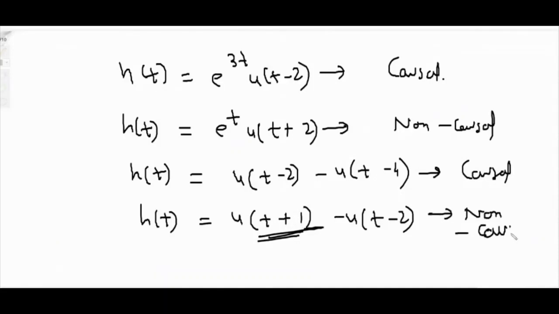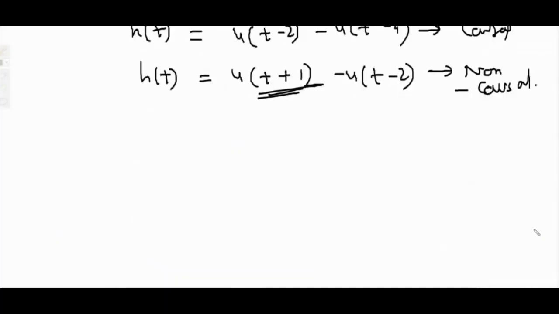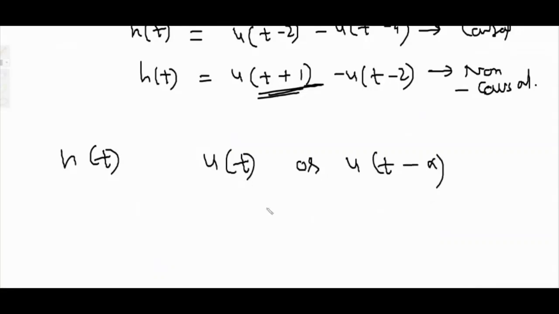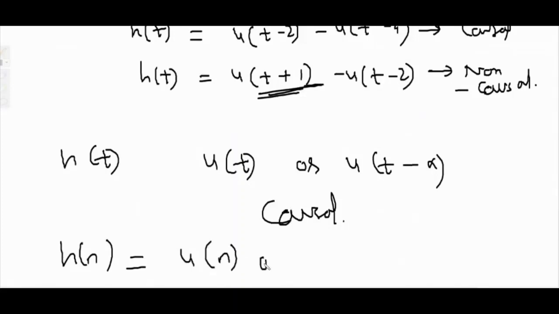Other than u(t) or u(t-alpha), if you see anything, then your answer directly becomes non-causal. Once again, I will repeat. If your h(t) contains u(t) or u(t-alpha), within a second you should give the answer that it is a causal system. Or if h(n) contains u(n) or u(n-alpha), then it is a causal system. Within a second you should give that answer.